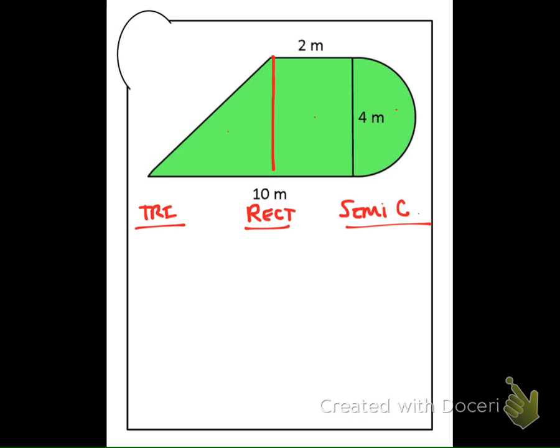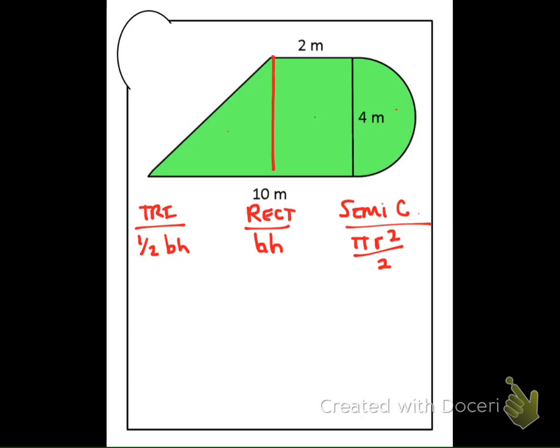So I have my 3 shapes listed down here, and I'm going to go ahead and write my formula. Triangle is 1/2 base times height, rectangle is the base times height, and a semicircle is going to be pi times radius squared, just like I would normally do for a circle, but I want to divide that by 2 because it's only half of that circle.